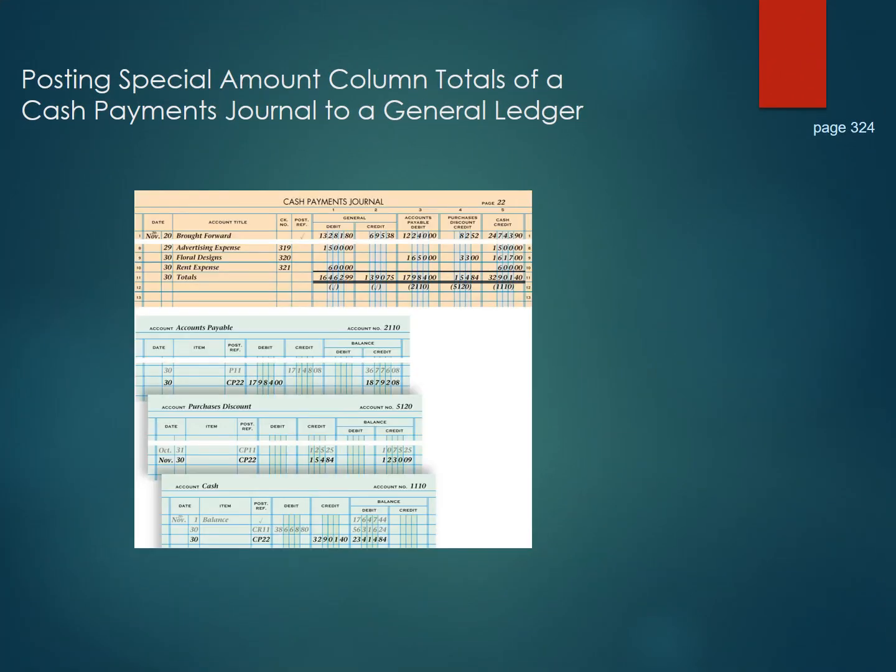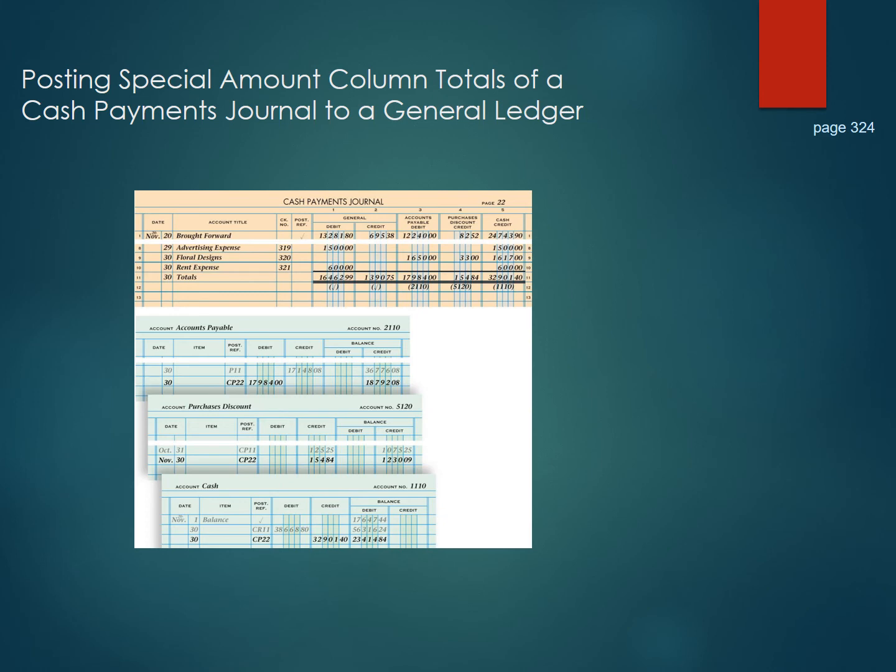Posting special amount column totals of a cash payments journal to a general ledger. If we look at our cash payments journal, we have 5 columns. Looking at columns 1 and 2, our general debit and credit columns, if you look underneath the totals, you will see a check mark in parentheses. This means that these totals are not to be posted.